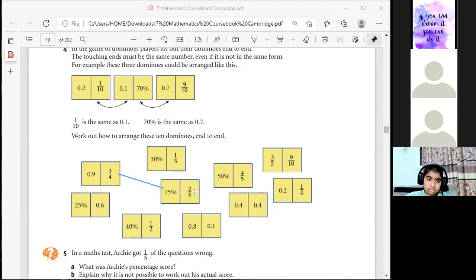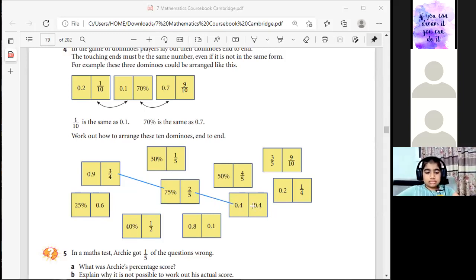What is 2 upon 5? Tell me. Can I connect it to 0.4? Yes, 0.4 because 4 upon 10. Correct? 4 upon 10 can be 2 upon 5.